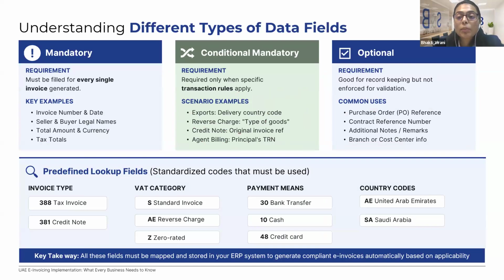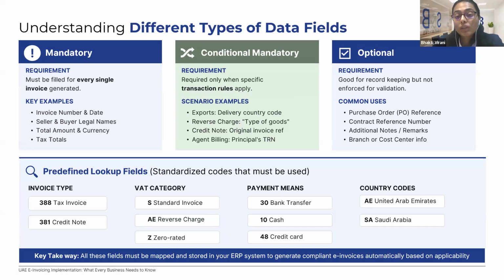So these fields can be divided into three buckets. Mainly they are mandatory fields, conditional mandatory fields, and optional fields. The mandatory fields are what we discussed, the 50 fields which an invoice is required to capture, which includes, like the examples I just told, the invoice number, date, the seller and buyer details, the amount in which the invoice is being generated, and the currency.